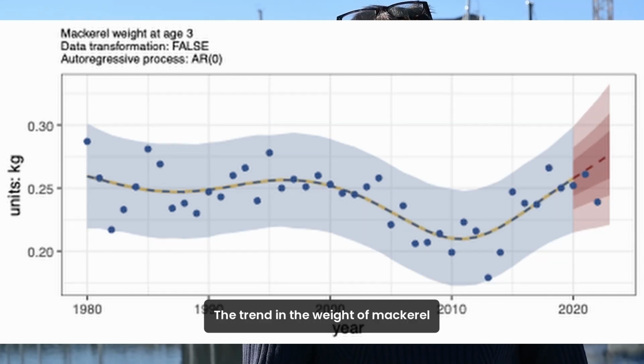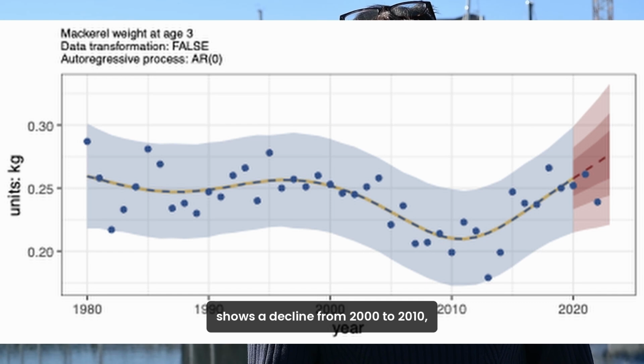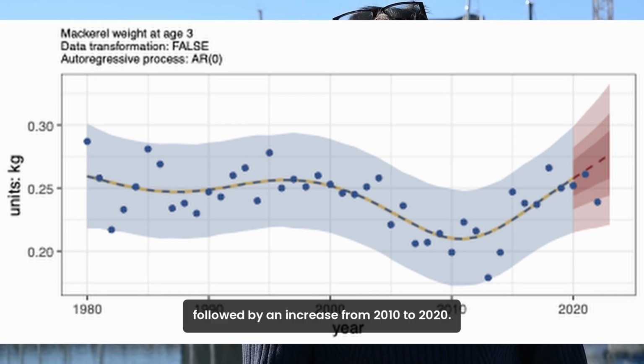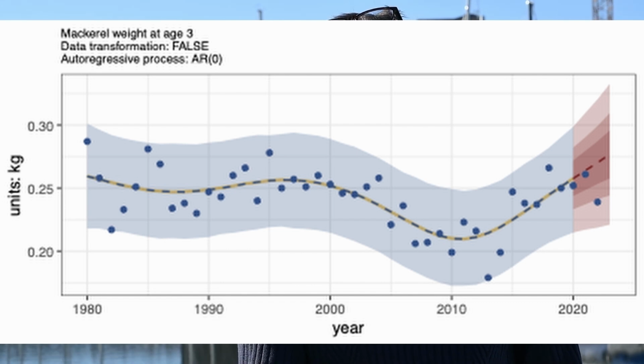The trend in the weight of mackerel shows a decline from 2000 to 2010, followed by an increase from 2010 to 2020. There is no additional memory in the system from one year to the next because the dashed line is superimposed on the trend.